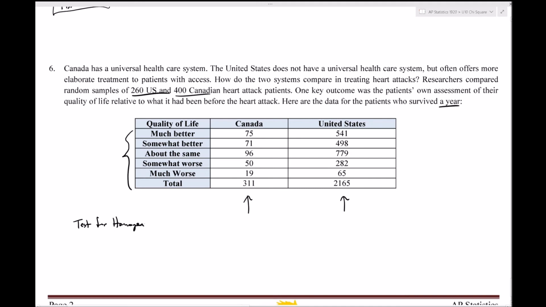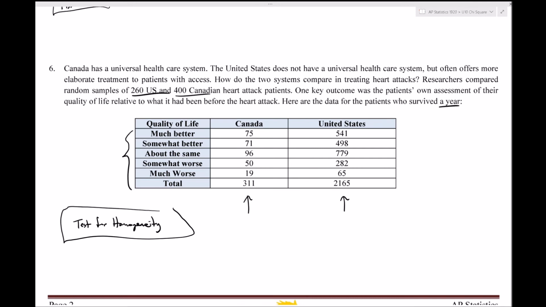Again, homogeneity is not limited to 2 samples only. It could be for more than 2 different groups. So they could have also included Mexico in this and maybe other countries. And the reason why I said Mexico, because that's North America. So a test for homogeneity, because it's multiple samples and it's 1 variable, quality of life in this situation.